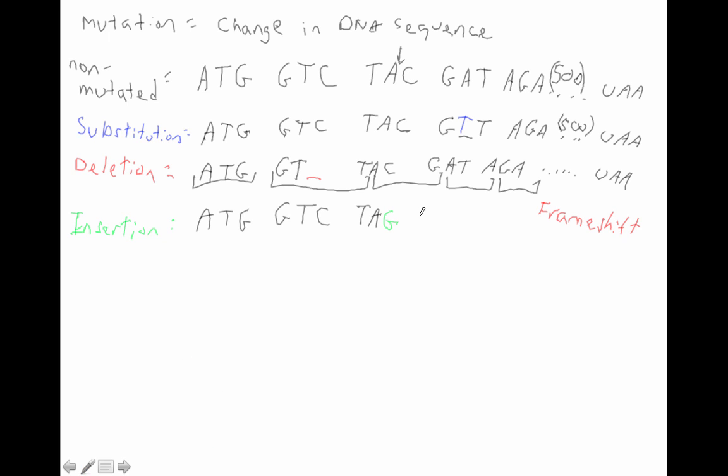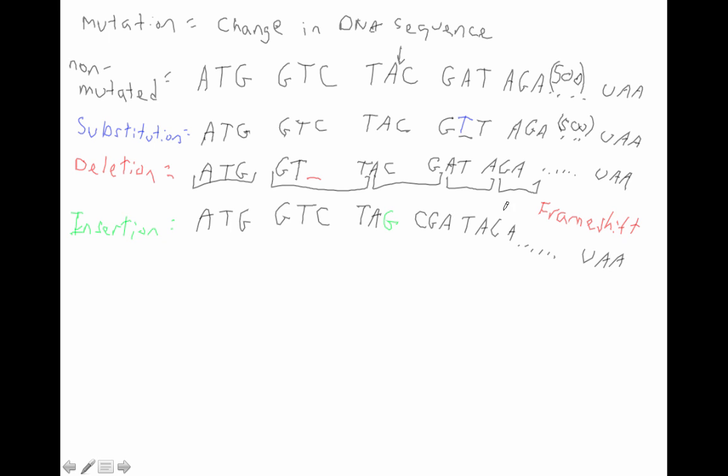And the rest of the sequence is going to remain the same. Remember, we didn't lose the C, so we have to keep the C. GA, TAG, A, and then several, and then a UAA.